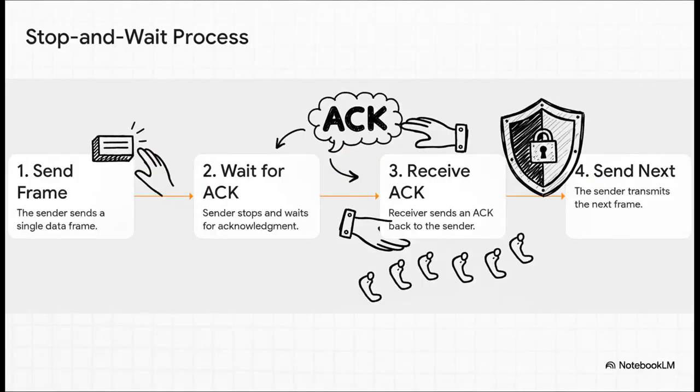The whole process is just like it sounds. Step 1, sender sends a frame. Step 2, sender stops and waits. Step 3, the receiver sends back that ACK. And only then, step 4, the sender sends the next frame. It's this very deliberate, careful dance that for sure prevents the receiver from getting swamped.